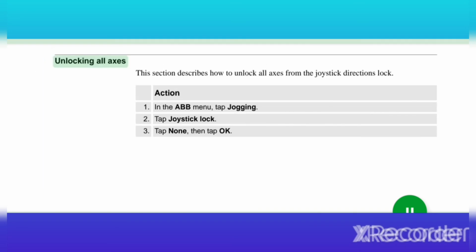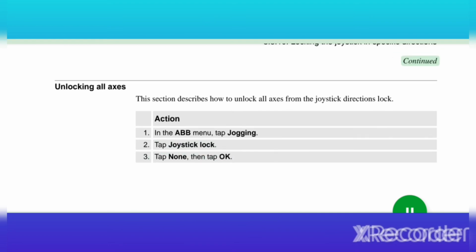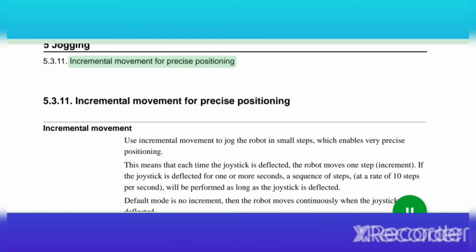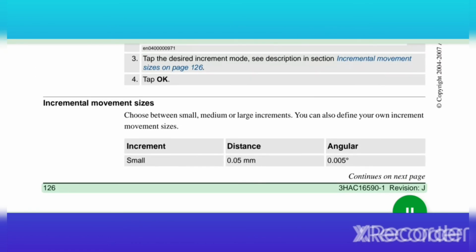Unlocking all axes. This section describes how to unlock all axes from the joystick directions lock. Action. 1. In the app menu, tap jogging. 2. Tap joystick lock. 3. Tap none. Then tap OK. Continued. 5 Jogging. 5.3.11. Incremental movement for precise positioning.